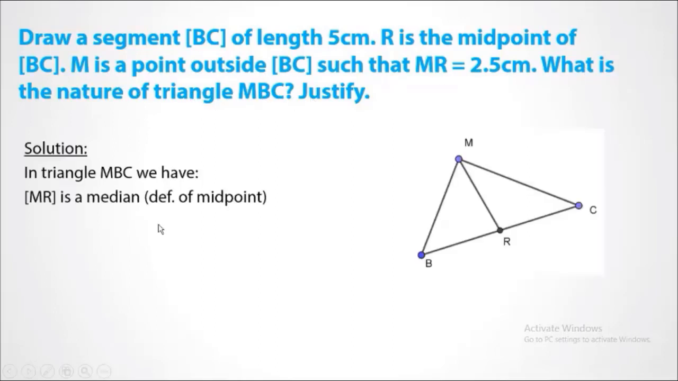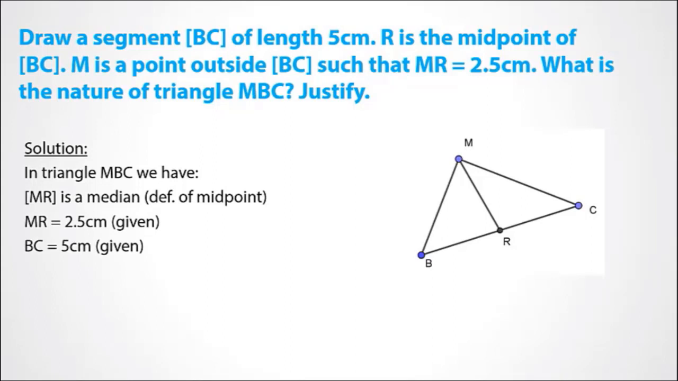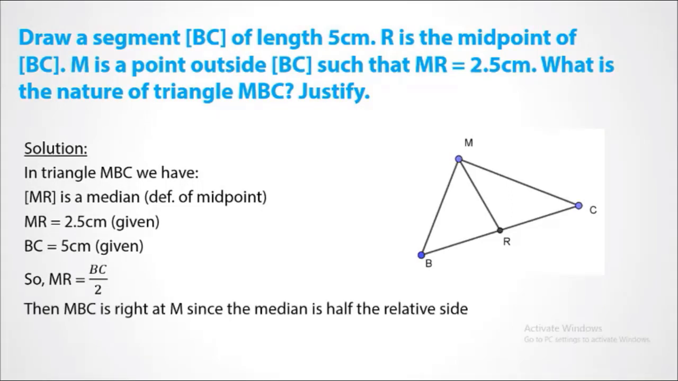MR is a median by definition of midpoint. MR is equal to 2.5 cm by given. BC is equal to 5 cm by given. So MR is equal to BC/2. Then MBC is right at M since the median is half the relative side.